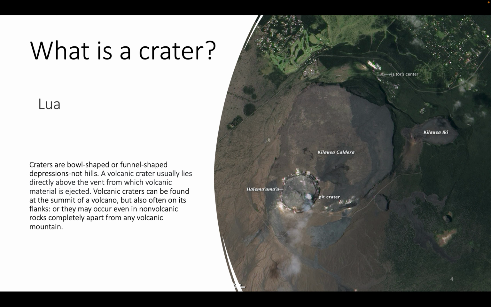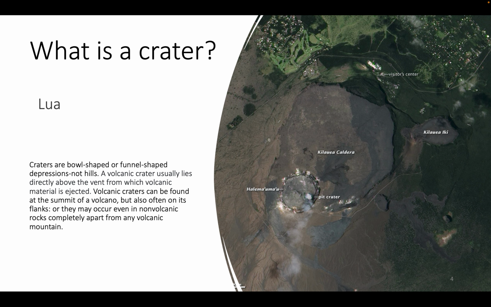They may occur even in non-volcanic rocks, completely apart from any volcanic mountain. So long as they are formed by volcanic action, they are volcanic craters, no matter what the nature of the surrounding rocks. Here in this image, you will see Halema'uma'u crater, which is a pit crater located within Kilauea caldera. So this is located at Kilauea, the volcano.